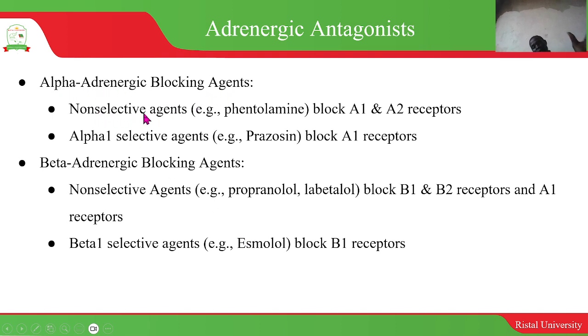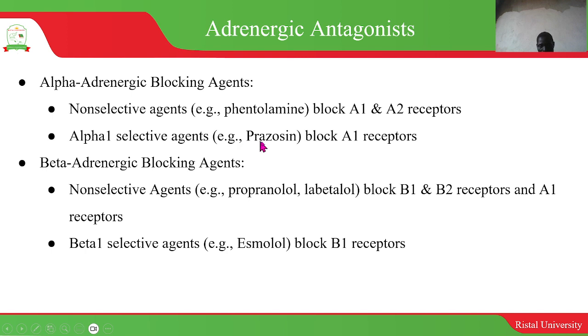Some are non-selective, while others are selective. When we talk about selectivity, we look at how they attach to the different receptors. Some are selective to specific receptors, but others are non-selective and affect all the receptors involved. So we have phentolamine, which blocks alpha 1 and alpha 2 receptors only. This one blocks both 1 and 2, so it is non-selective. It covers all the alpha 1 and alpha 2.